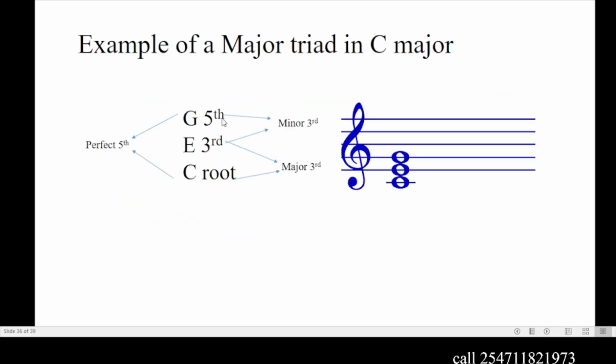Example of a major triad in C major. For example, here we have from C to E, it's a major third. And then from C to G is a perfect fifth. Then from E to G is a minor third. I will still insist that you please watch my video on intervals so that you can know how I'm calculating and knowing this is a minor third, a major third, and so on. And this is how you will write the triad in C major, starting from the middle C here: C, then E, then G. Now the quality of this triad is a major triad.